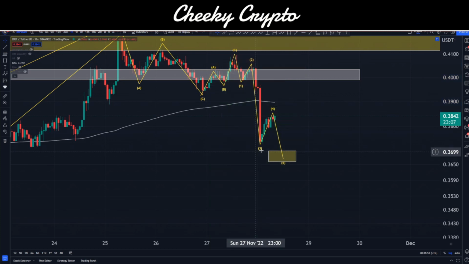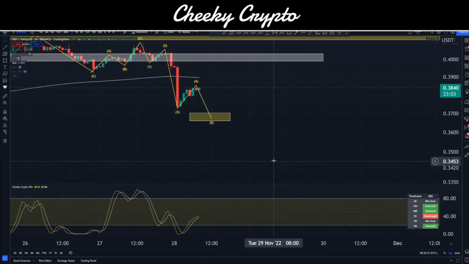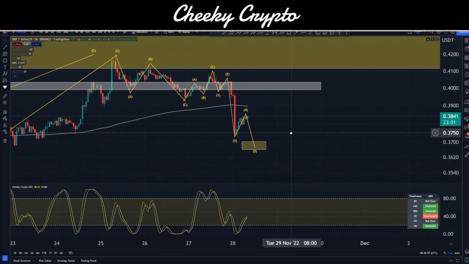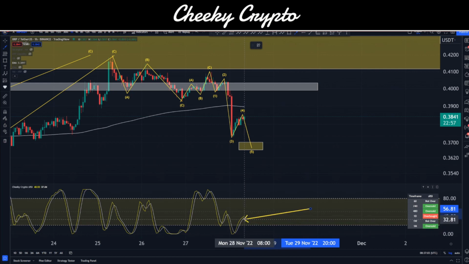But for now, everything's looking okay here for XRP with a little bit of downside, as expected, to be honest with you. Nothing unusual. Now, from our momentum indicator, we can see that this 1 hour chart's actually got some growth to it. So it's possible that we actually invalidate this 5-wave structure altogether.